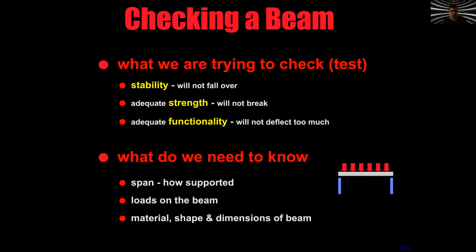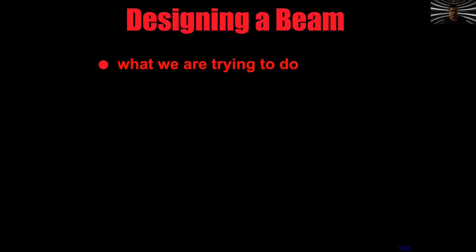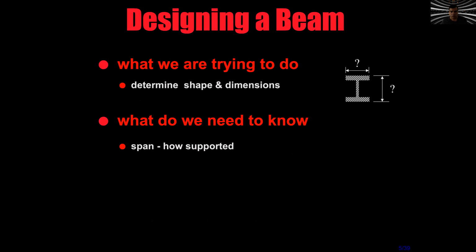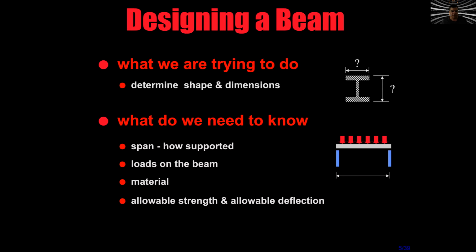In this review, we will need to understand what is the type of moment and shear that are applying in the beam. Finally, a little bit later, we will find also what is the strength and deflection that is allowed in each one of the beams. What we are trying to do, we want to determine the shape and the dimensions of the beams. And what we need to know: the span and how it's supported, the loads of the beams, the material, the strength.